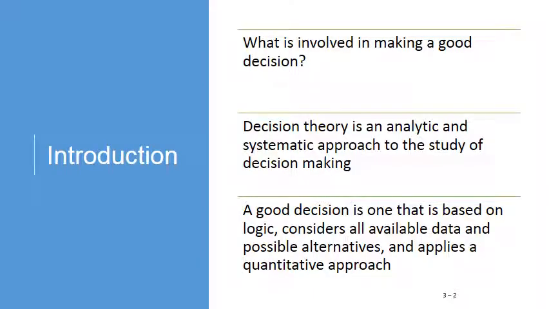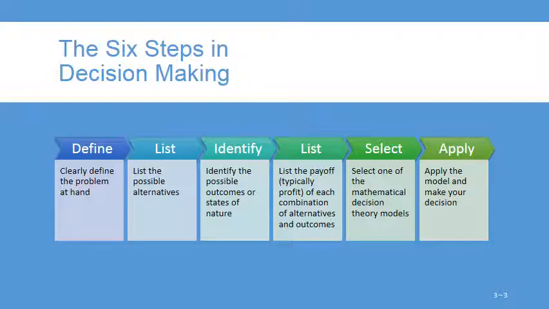Decision theory is an analytic and systematic approach to the study of decision making. A good decision is one that is based on logic, considers all available data and possible alternatives, and applies a quantitative approach. The 6 steps in decision making are drawn from the 6 steps of rational decision making, which is a psychology theory. It's very similar to the quantitative analysis approach, where you're going to start with defining the problem.